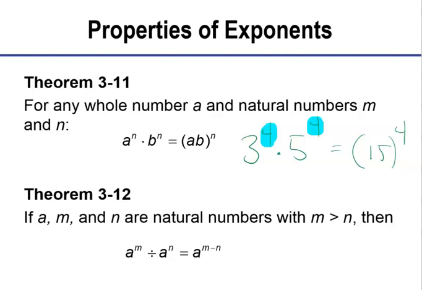All right, what about division? If you divide the same bases, you subtract the exponents. Okay. Now, if you have, say for instance, 3 to the 7th power divided by 3 to the 2nd power, that's going to be 3 to the 7 minus 2, which is 3 to the 5th power.